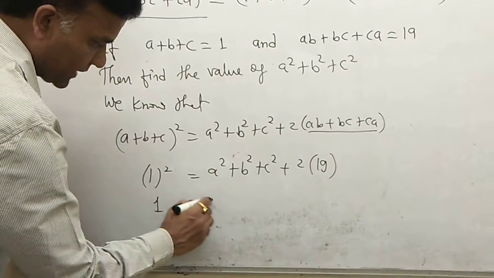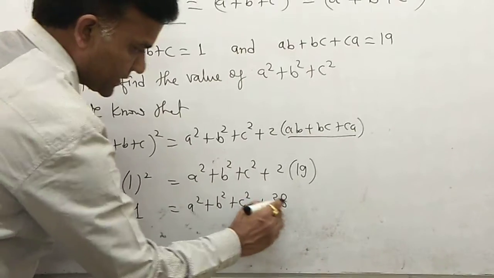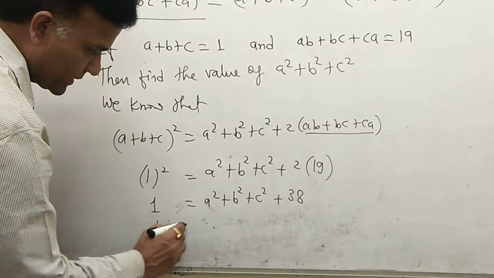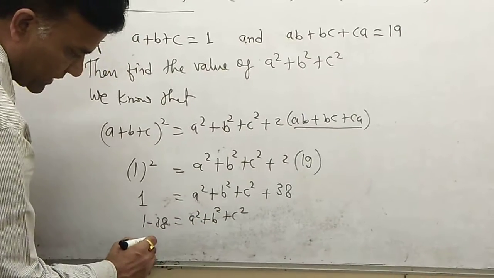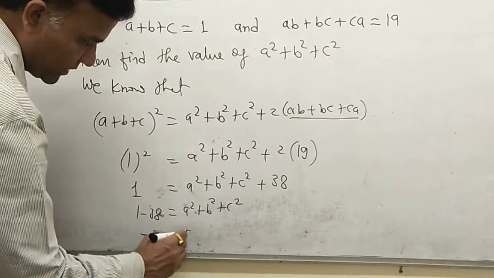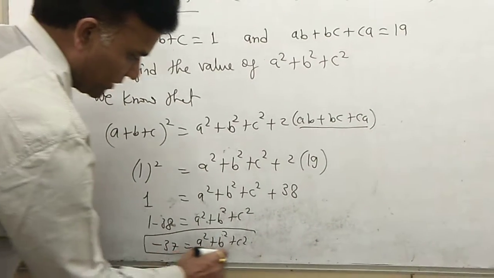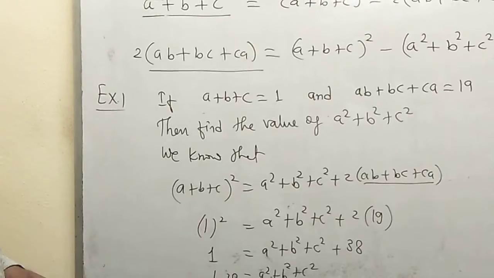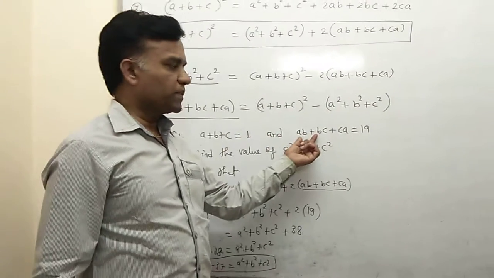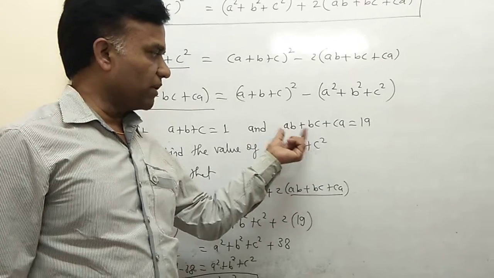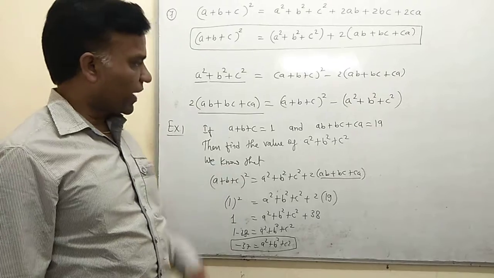1 square is 1, and then A square plus B square plus C square, 2 9s are 38, and then 1 minus 38, so A square plus B square plus C square, 1 minus 38 is minus 37, which is A square plus B square plus C square. Okay, so we find out the value of A square plus B square plus C square. So maybe in another option A square plus B square plus C square is given, then we find out the value of A, B, C. So many options you use and then you can find out.